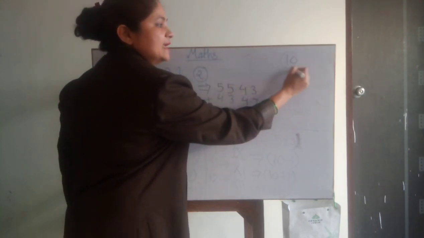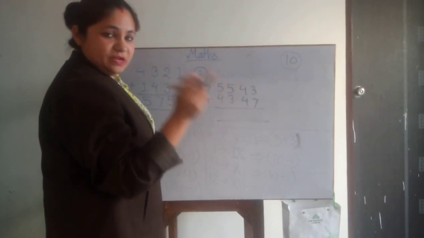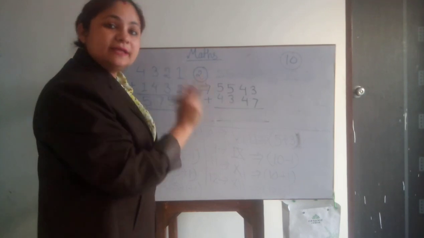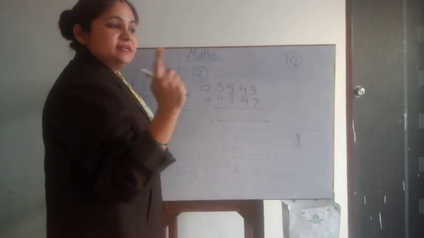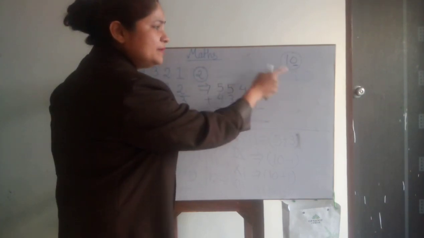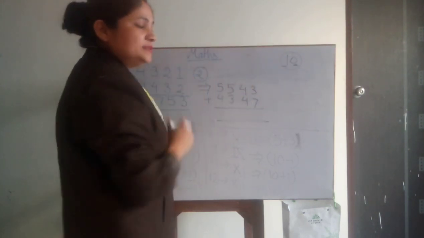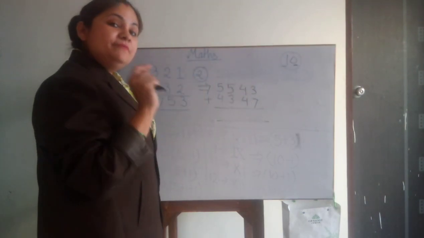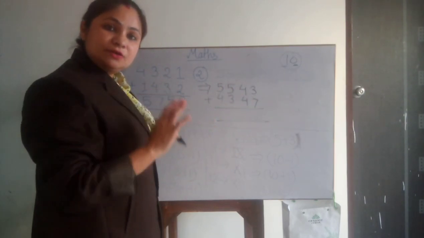It is 10. Shall we write 10 here? No. We cannot write 10 here because we will write only one digit here. So that is your choice, that you will write here 1 or 0. Either you can take 1 or you can take 0. But if we write 1 here, the answer will get wrong.